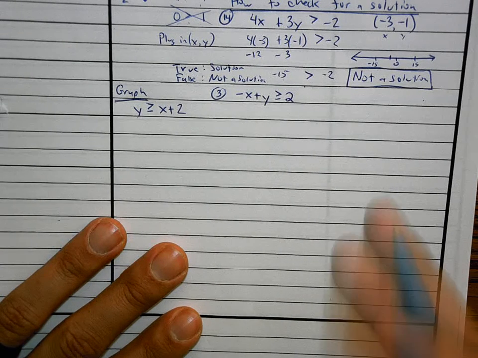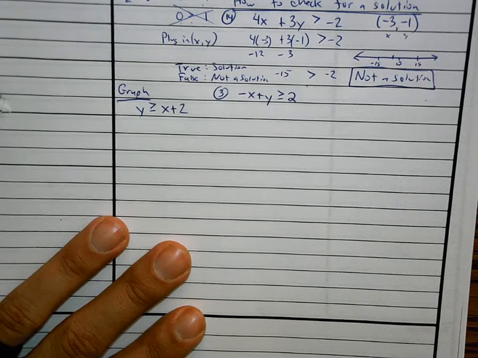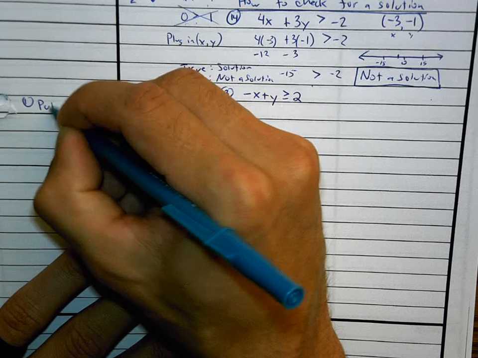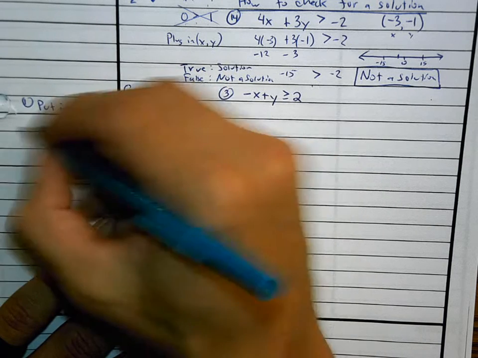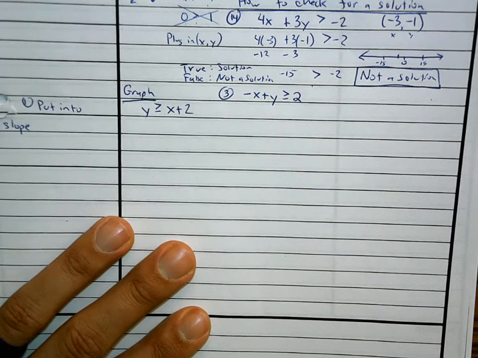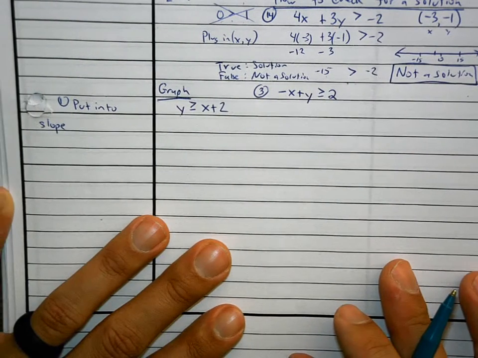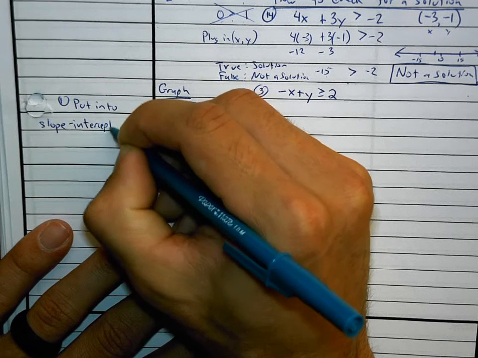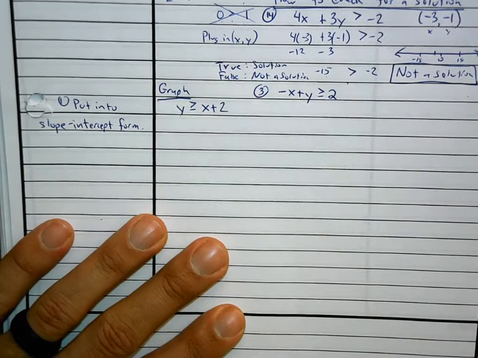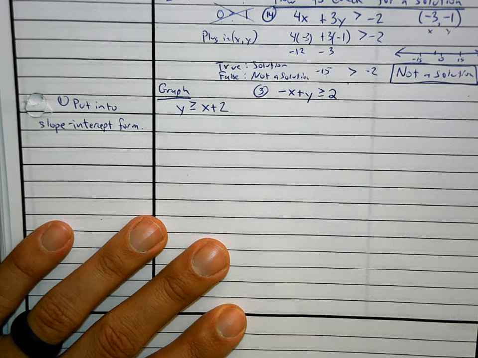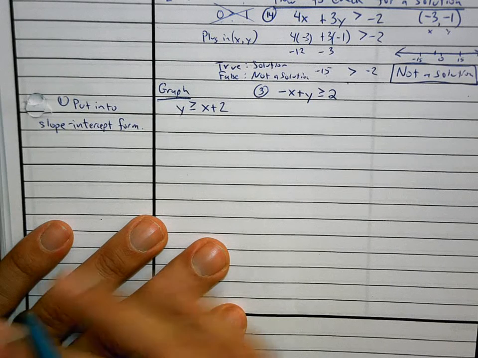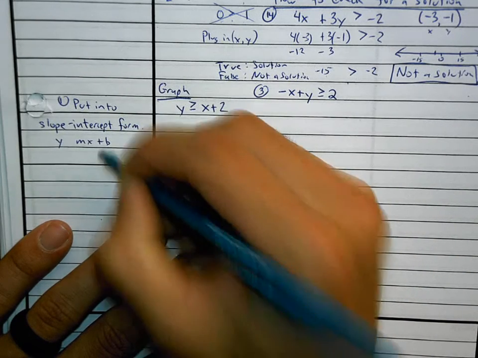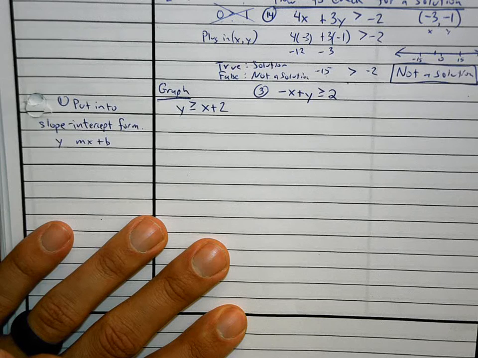So when you're going to graph these things, the first thing that you need to do, I'm going to put it over here. Put into slope-intercept form. If you do not know what that means, it means I want you to get the y by itself, the y equals mx plus b. I want you to get into that form.